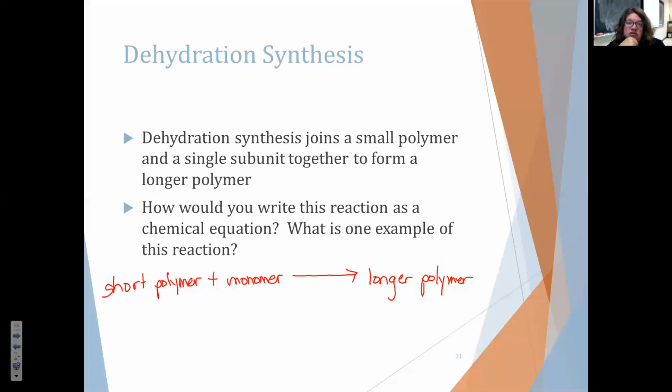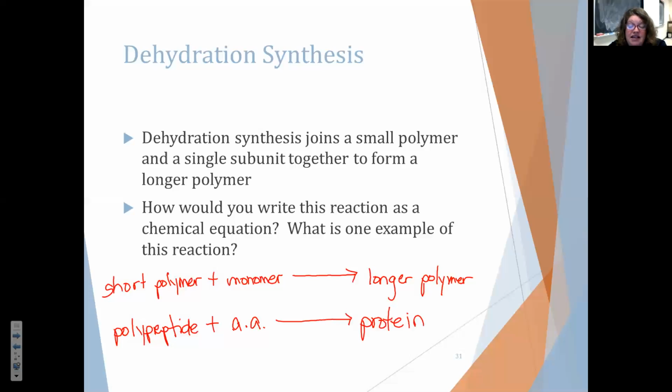What's an example of this reaction? Well, I'm going to give you an example that's going to make a little more sense in a few weeks when we talk a little bit more about cell function. When we're making proteins, we start out with a short polypeptide, and we add to that amino acids. And we form what's called a peptide bond. And that forms a longer protein molecule.